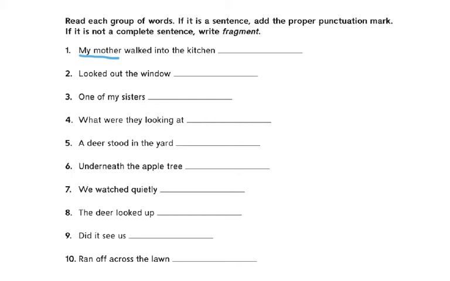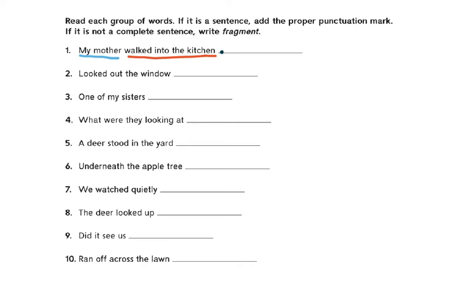And then I need a predicate. What is my mother doing? She walked into the kitchen. So, a subject, a predicate, and it makes sense. My mother walked into the kitchen. So, I am going to end the sentence with a period. And then I'm going to move on.